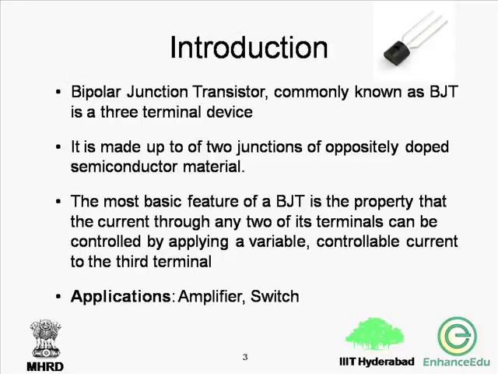The most basic feature of BJT is the property that the current through any two of its terminals can be controlled by applying a variable current to the third terminal. That variable current is controllable. So BJT can be controlled by the third terminal.